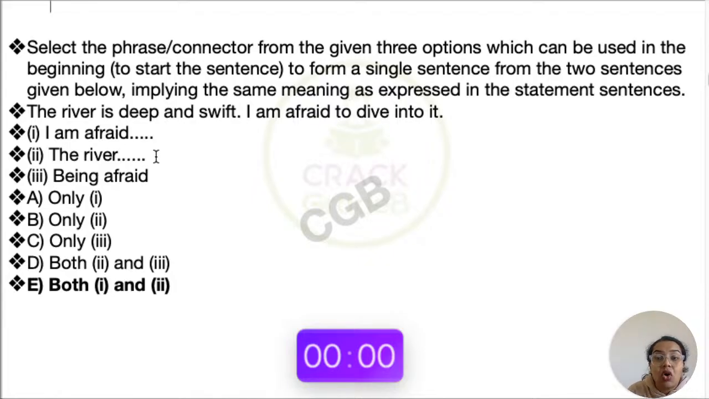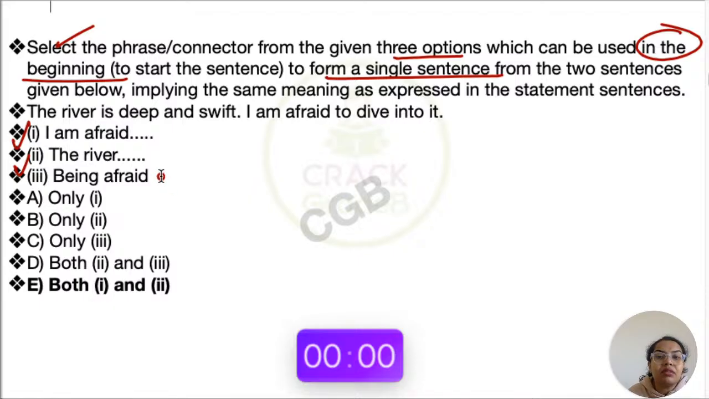Making sense? Always remember कि आप इसको बहुत carefully read करो. It says the instruction part. Make it a habit. Select from the given three options which can be used in the beginning to form a single sentence. Means आपको ये phrases beginning में ही रखने हैं.